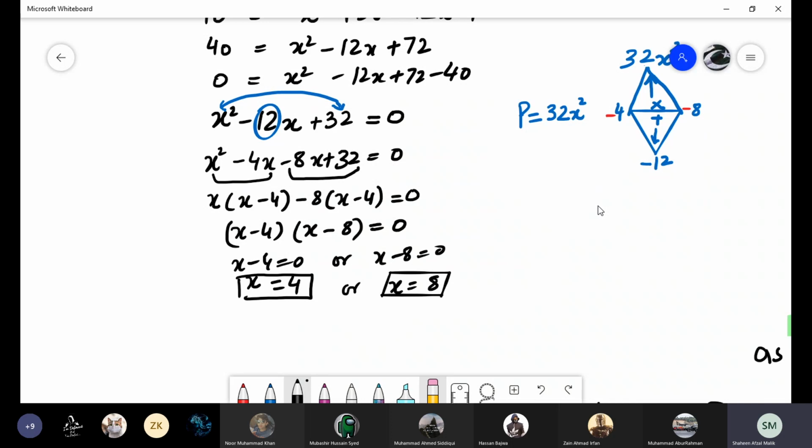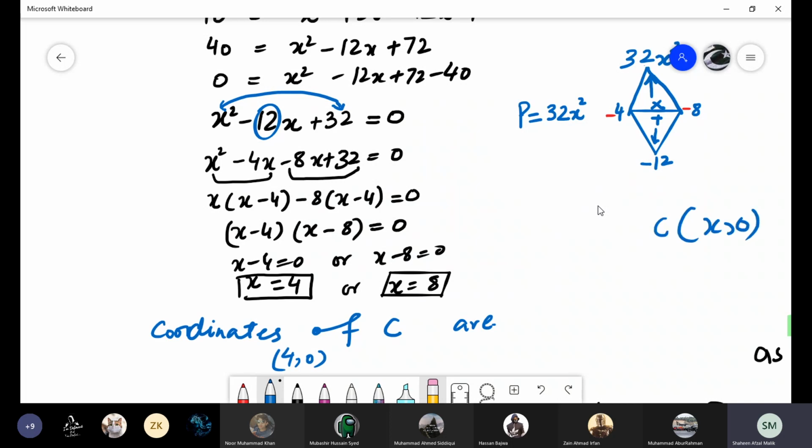Because we want to find out the coordinates of the point C, here we will write that the coordinates of C are, what will they be? The first one is 4 and 0, because we suppose that C has the coordinates x and 0. So we have two values of x. One will be 4 and 0, and the second will be 8 and 0. Yes, so this is the first part answer.